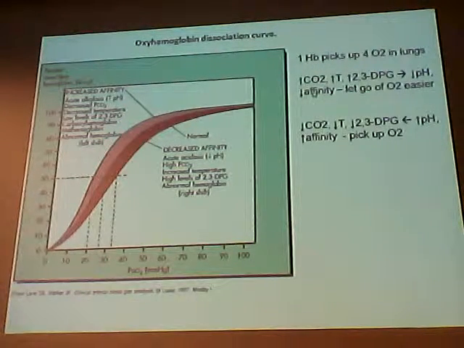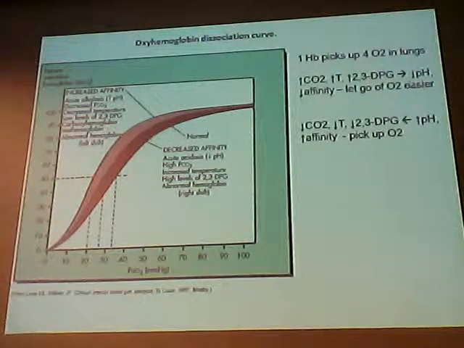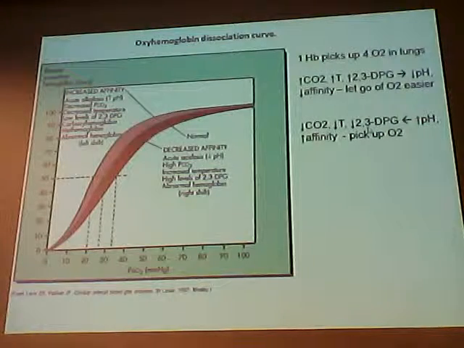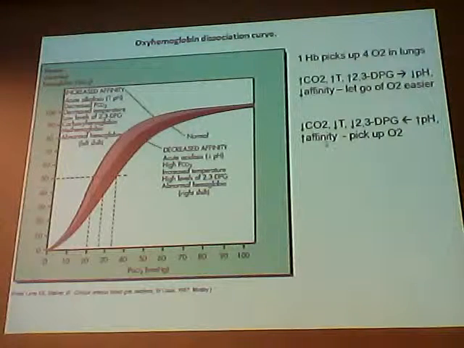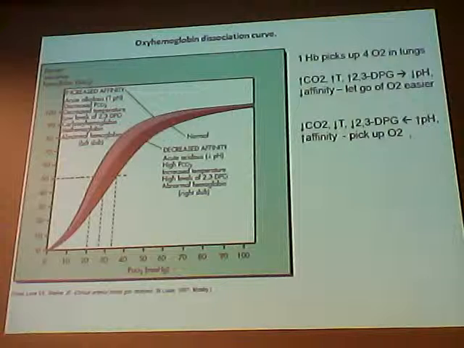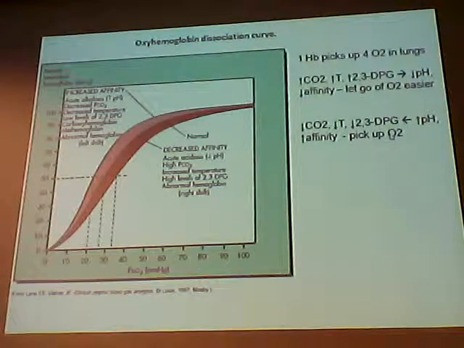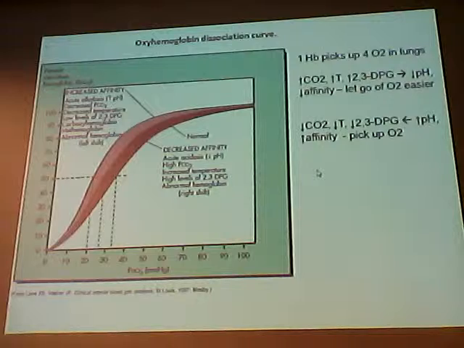The way I wrote it here is just kind of a reminder. All of these things lead to a shift to the right and a decreased affinity. So it's kind of like up, up, up, shift right, down, down. Or it's like low CO2, low temperature, low 2,3 DPG. You shift left, or an increased pH could also make it shift left. And you have a higher affinity, so you pick up more oxygen. So you're less likely to drop oxygen off at the desired locations.